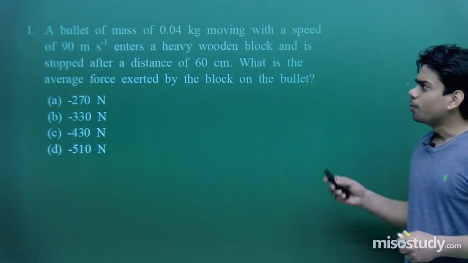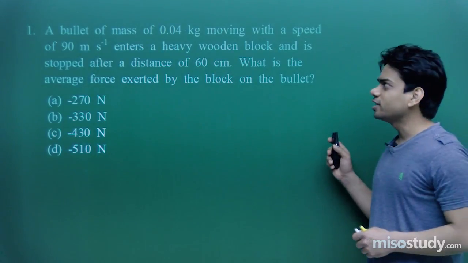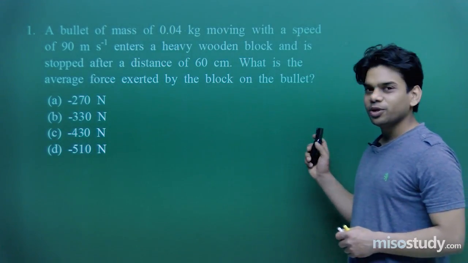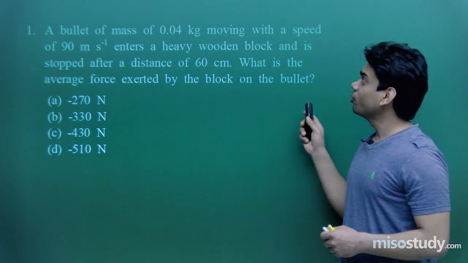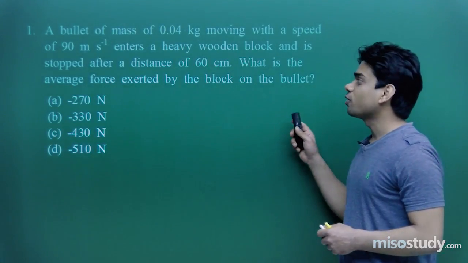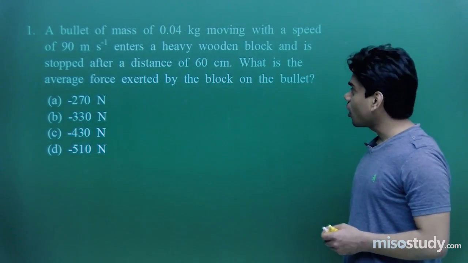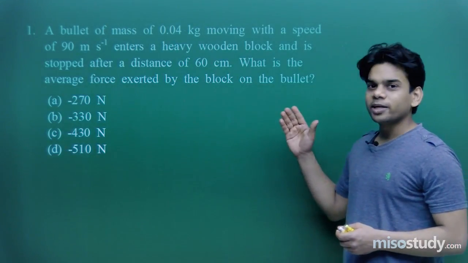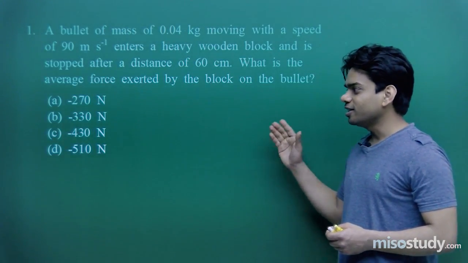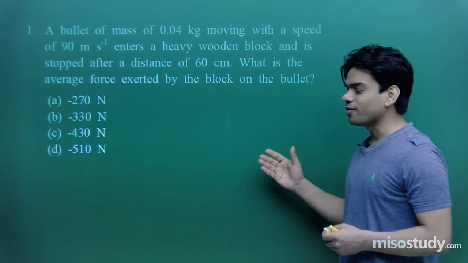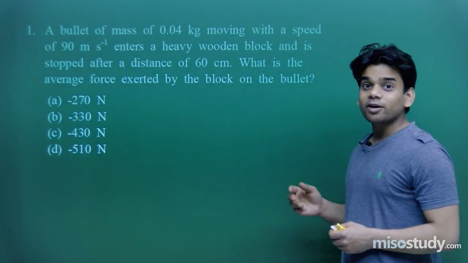The first one. A bullet of mass 0.04 kg moving with a speed of 90 meter per second enters a heavy wooden block and is stopped after a distance of 60 centimeter. What is the average force exerted by the block on the bullet? A minus 270, B minus 330, C minus 430, D minus 510 Newton. So let's see what is the force.